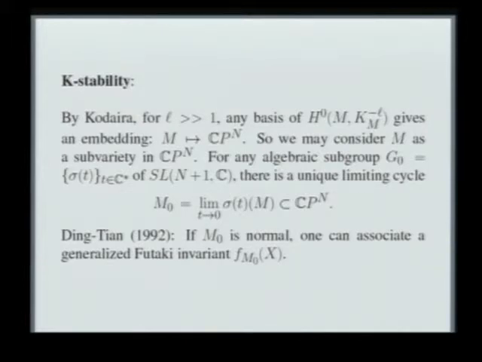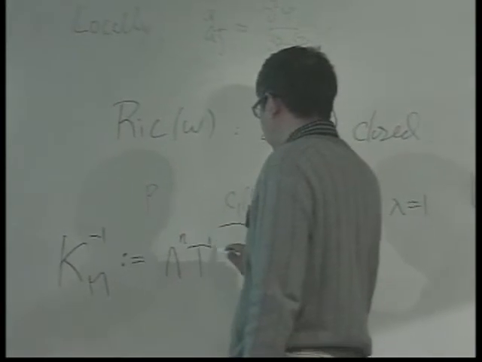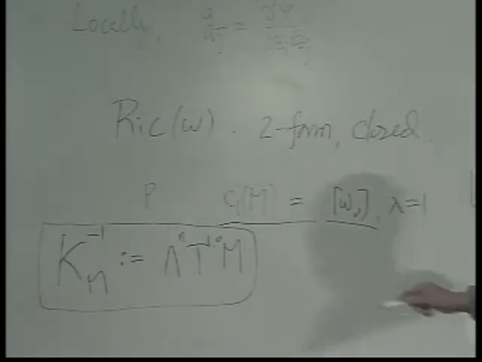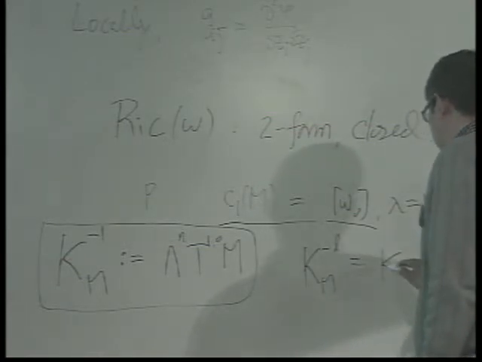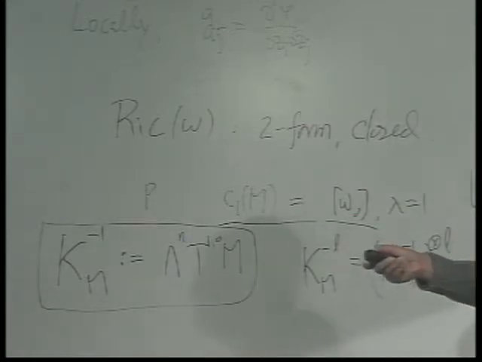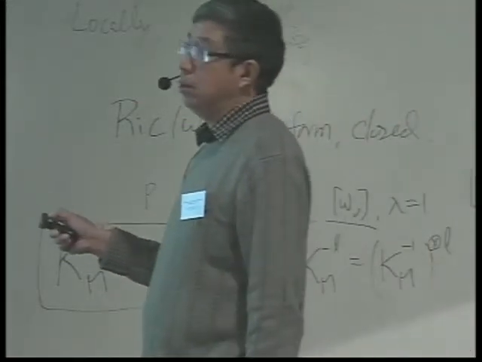Now K-stability is closely related to the Futaki invariant. For that, let me recall a classical fact. By Kodaira, since the first Chern class is positive, this K_M inverse, which is defined to be the wedge of n of the holomorphic tangent bundle, so it's the determinant of the holomorphic tangent bundle of M. K_M^{-L} is then K_M inverse tensor L times. Kodaira's theorem tells you that since c_1(M) is positive, this is an ample bundle. If L is sufficiently big, it becomes very ample, so we get an embedding. Any basis of this cohomology gives the embedding.